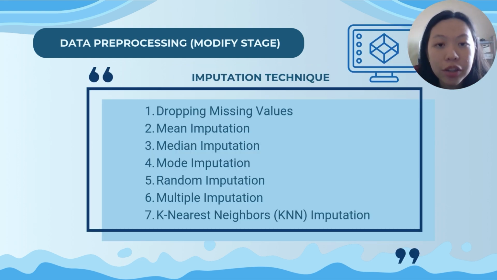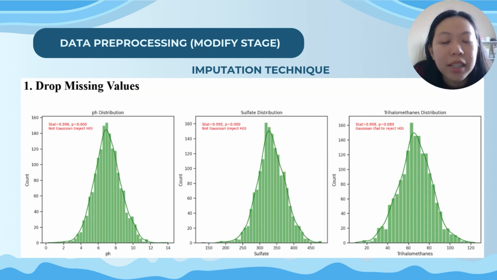Now we want to perform the imputation technique. We have tried 7 different methods, and we use the Shapiro-Wilk test to test whether after performing the imputation technique, the data is still normally distributed. The null hypothesis is that the data is normally distributed. So if the p-value is smaller than 0.05, then we will reject the null hypothesis. For the drop missing value technique, you can see that the trihalomethane column failed to reject the null hypothesis. That means after performing the imputation technique, the data is still normally distributed. For the other columns, the null hypothesis is rejected.